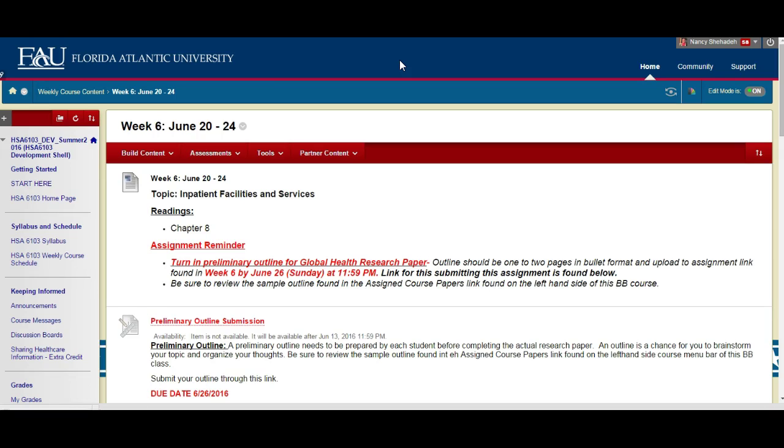So let's get started. You are responsible for reading Chapter 8 in your required textbook. The chapter is titled Inpatient Facilities and Services. You'll be reading about the evolution of hospitals, what contributed to the growth of hospitals before the 1980s. You'll also be touching on the expansion phase and how that impacted hospitals here in the U.S. And then the downsizing phase, which occurred more in the mid-1980s and on.